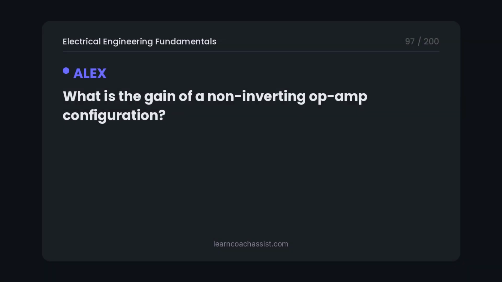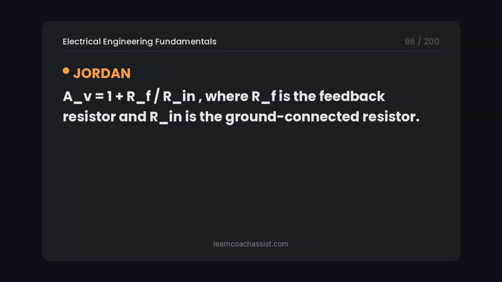What is the gain of a non-inverting op-amp configuration? A_V equals 1 plus R_F/R_in, where R_F is the feedback resistor and R_in is the ground-connected resistor.